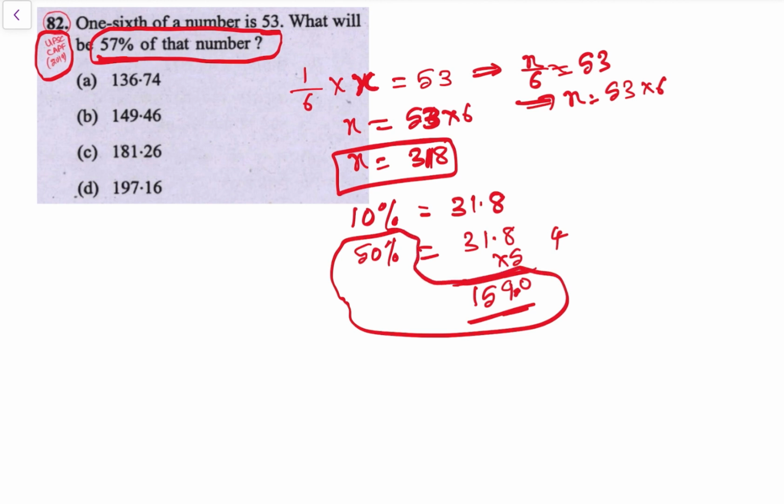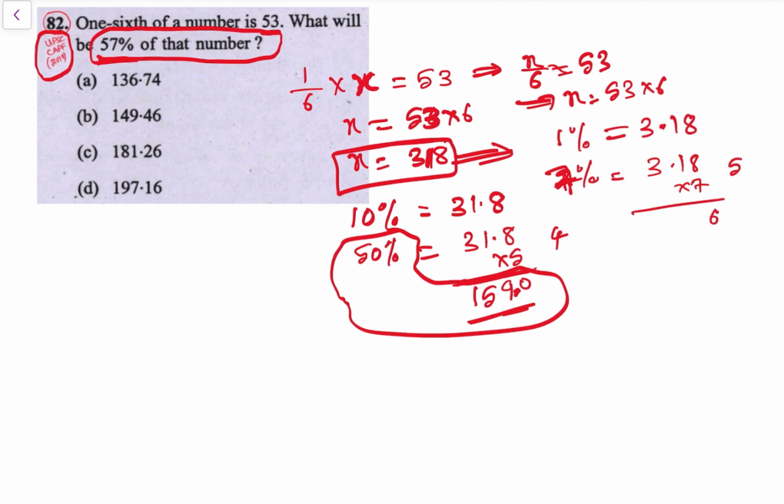Now we need 7 more percent. 1% of 318 is 3.18. We need 57%, so 7% is 3.18 into 7. 7 eights are 56, 7 ones are 7 plus 5, that is 12. Then 7 threes are 21, 21 plus 1 is 22, so 22.26.